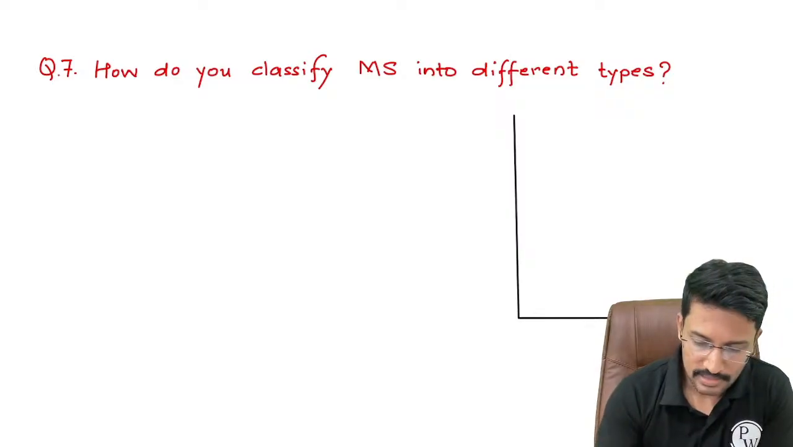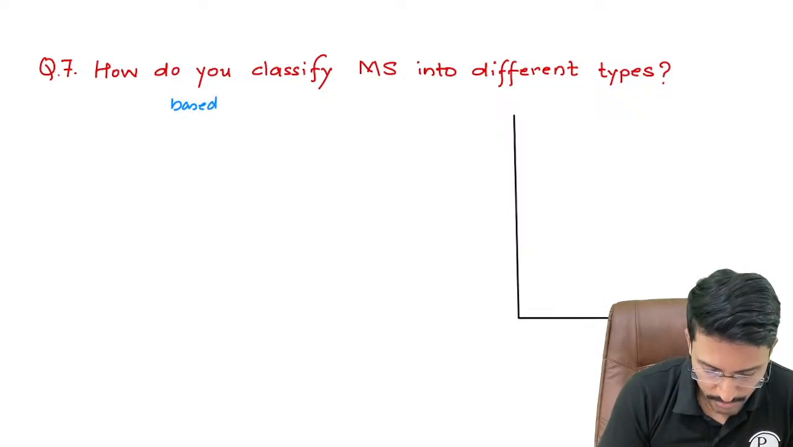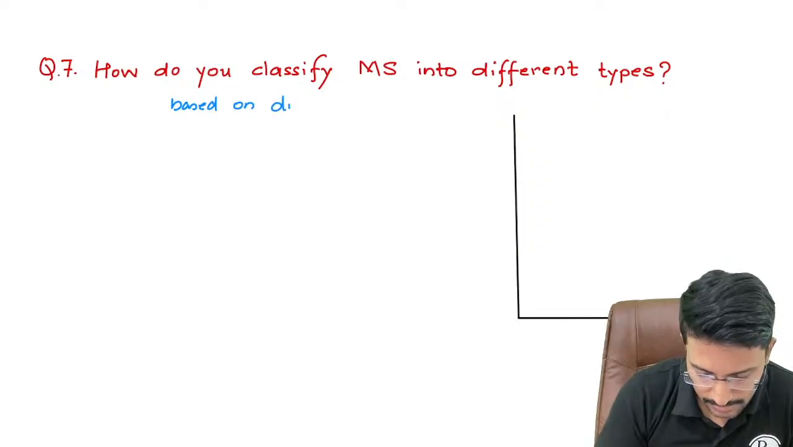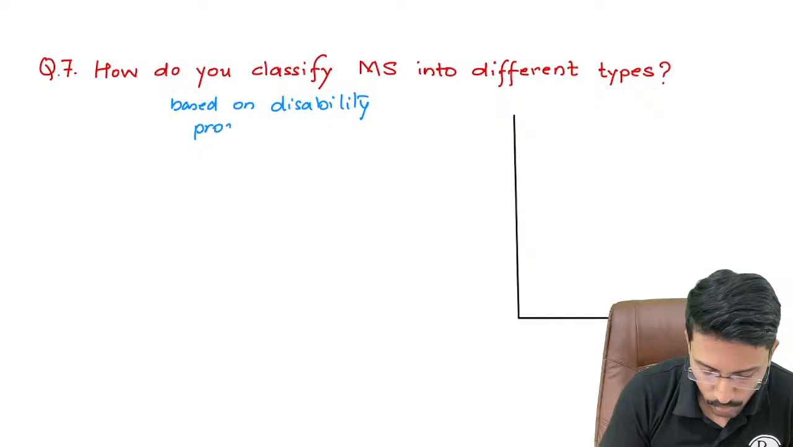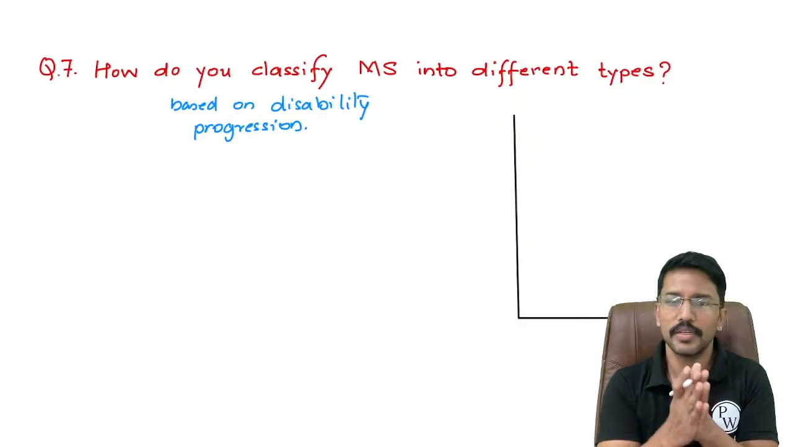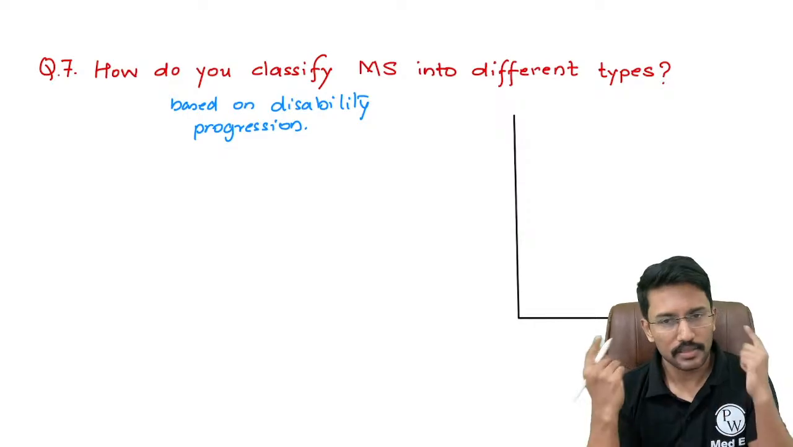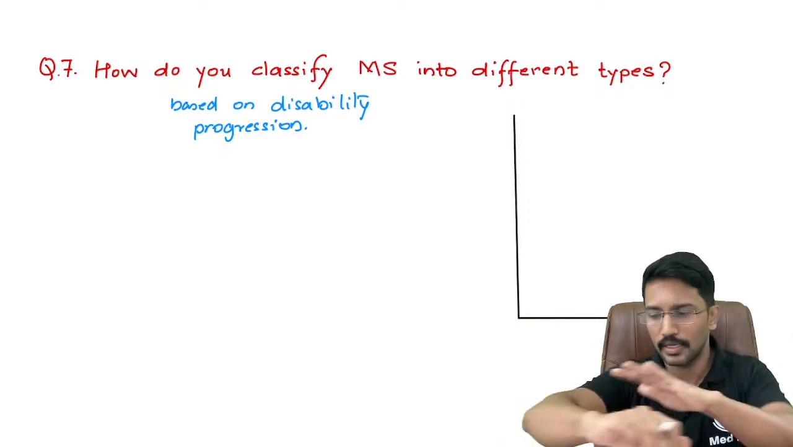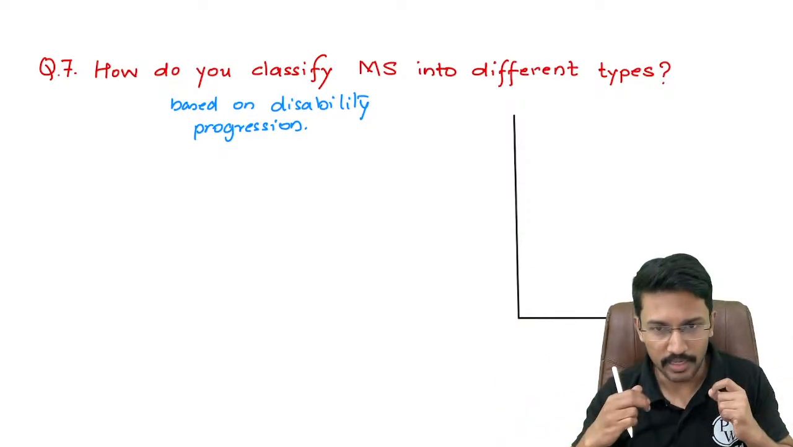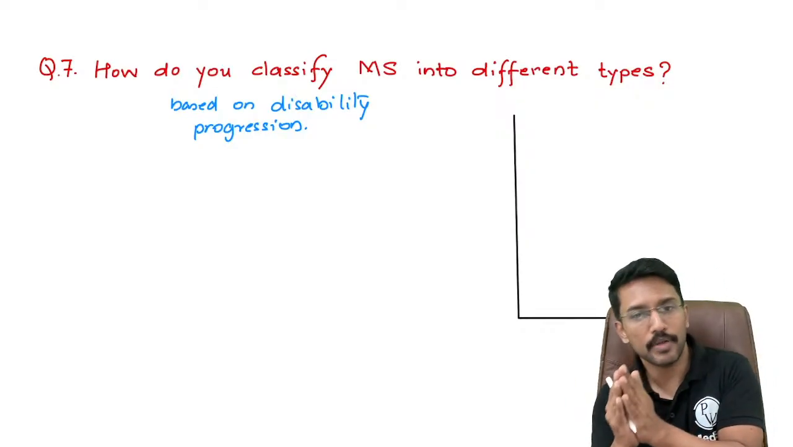What is the basis for the classification? It is based on disability progression. Now what do I mean by that? I'm a normal individual. I have certain abilities. What are my abilities? I can see, I can smell, I can taste, I can hear, I can move my body parts, I can feel all my sensations, I can maintain my gait, I can walk, I can sit, I can talk. All of these are my abilities.